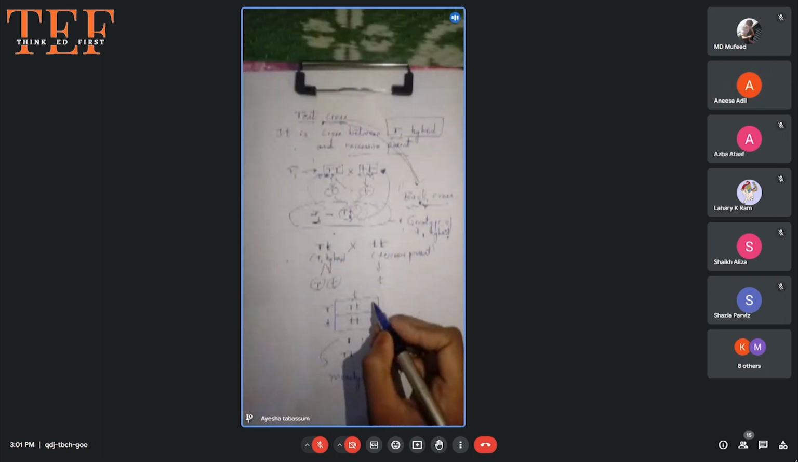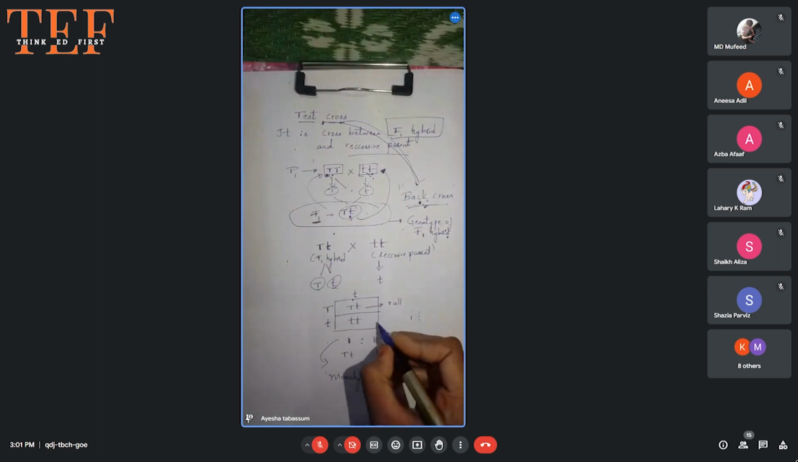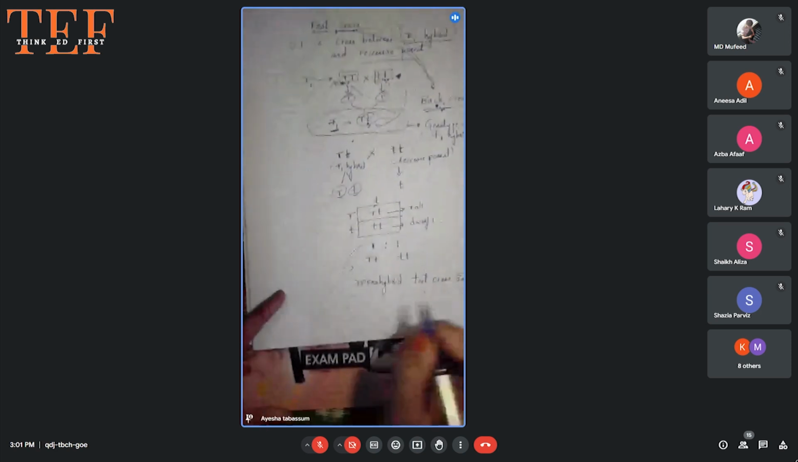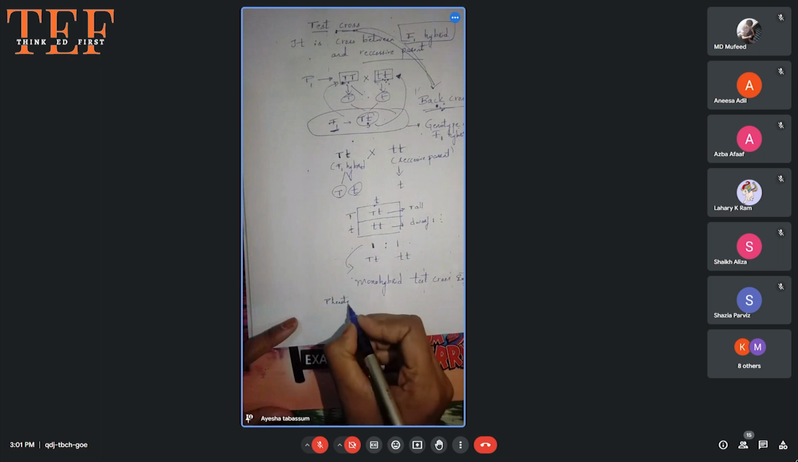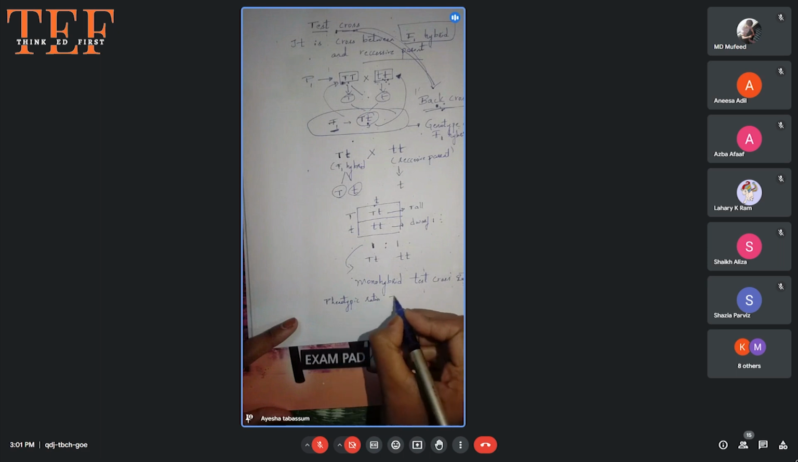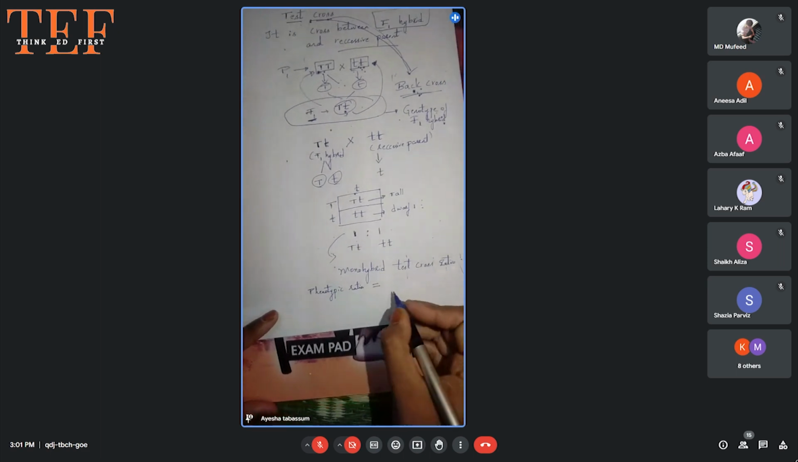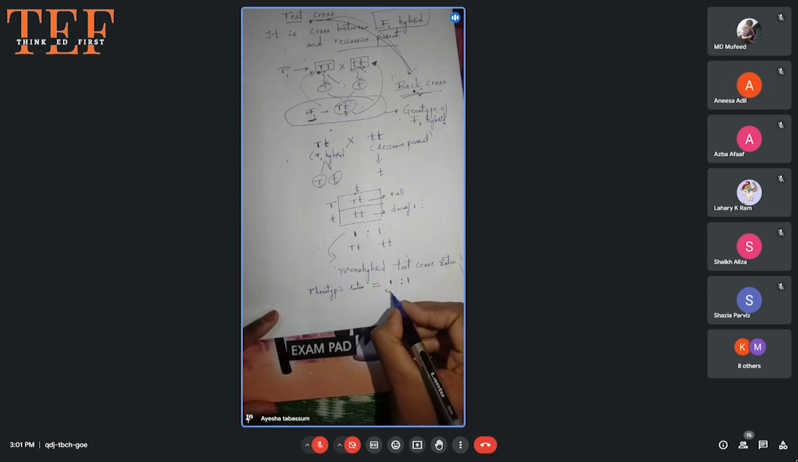Phenotypic ratio, see. So here you will get tall. Here you will get dwarf. If you go for phenotypic ratio, what is the phenotypic ratio? How many tall? One. How many dwarf? One. So the phenotypic ratio is 1:1.